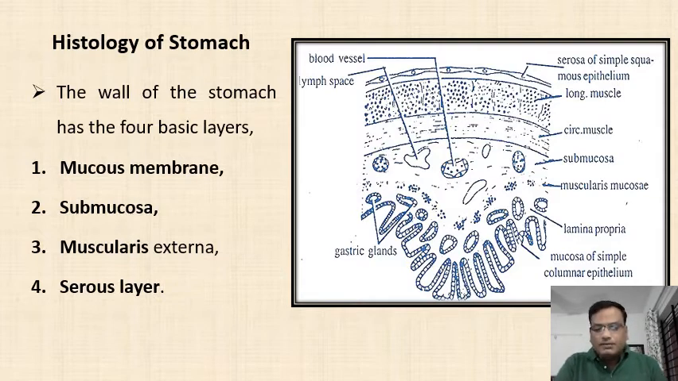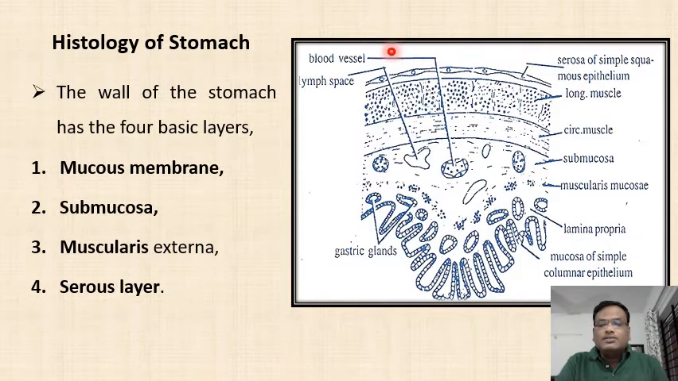So the four layers which are found in stomach, and of course in alimentary canal in general, are the serosa layer, which is the outermost layer. Then below that we find muscularis layer, and then submucosa and mucosa. So if you take the transverse section of the stomach and observe it under microscope, you can see four layers. So they are serosa layer, muscularis layer, submucosa layer, and mucosa layer.